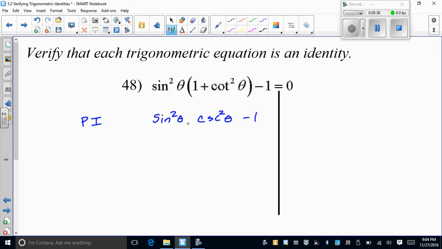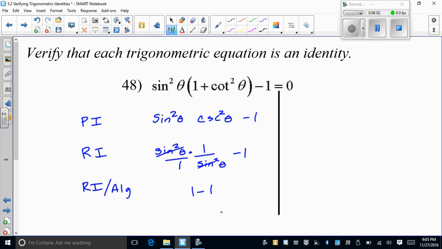This is sine squared of theta times 1 over sine squared of theta minus 1. Again, reciprocal identity, algebra, whatever you want to use. But these guys reduce and you're left with 1 minus 1, which is 0. This is straight out math. And we bring the 0 down on this side and go, look at that. They're exactly the same.